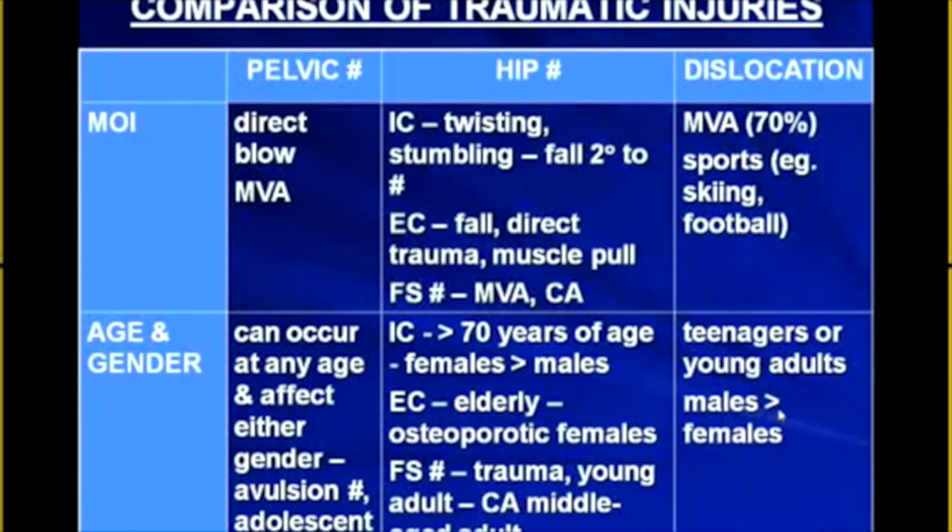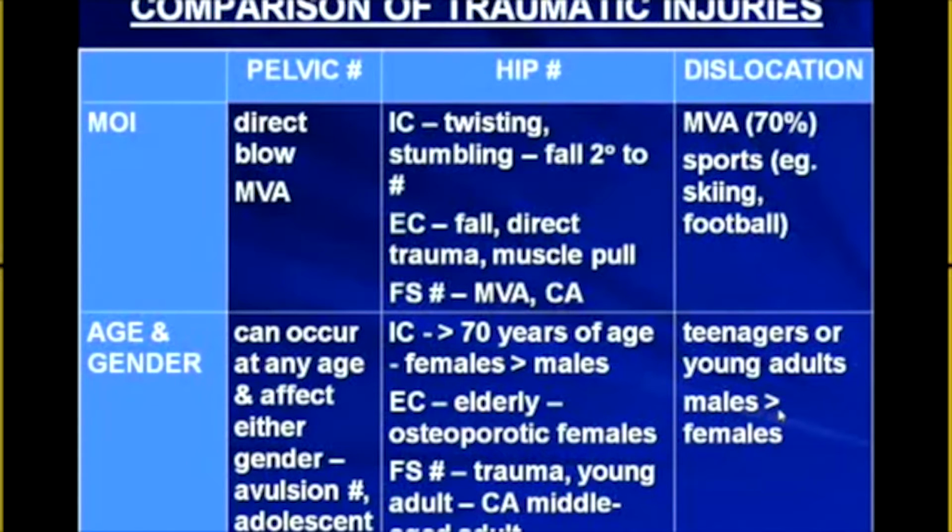With regards to dislocation, we know a lot about dislocations of the hip. We know, for example, that they really aren't that common. They only account for 5% of all the dislocations anywhere in the body. We do know that they're far more common in males than females by 3 to 1. They're most common in the 16 to 40 age group. And they usually involve high-velocity sports, like skiing or football, or car accidents, which account for 70% of all hip dislocations. 90% involve a posterior dislocation, so the hip going out the back door.